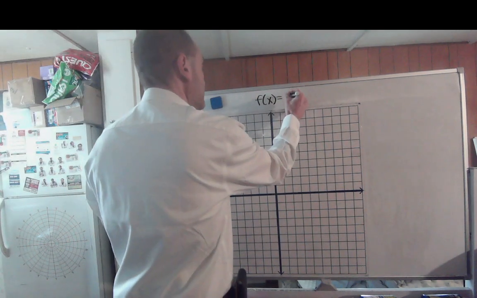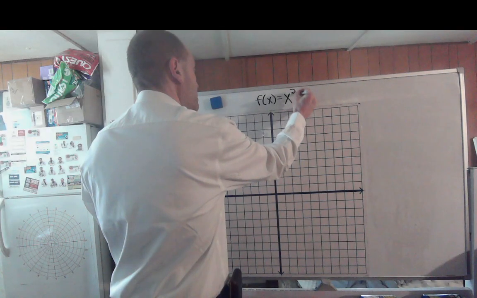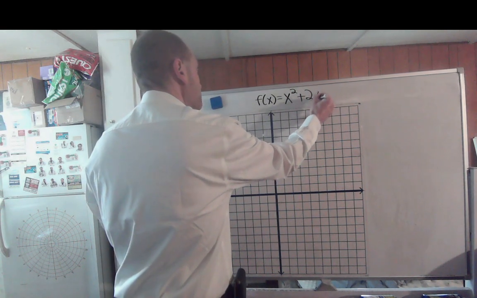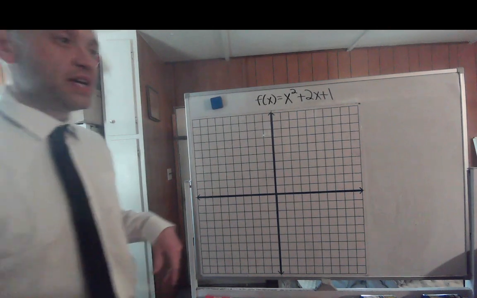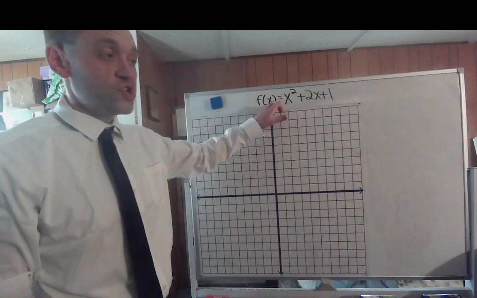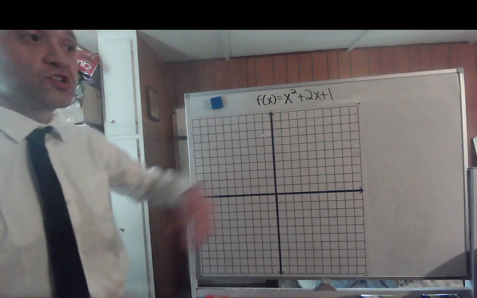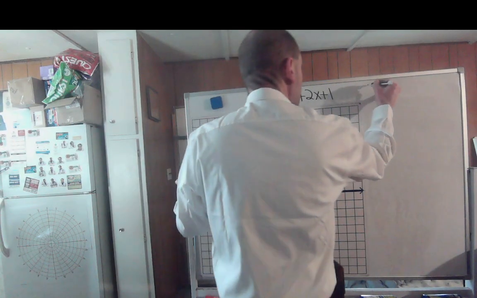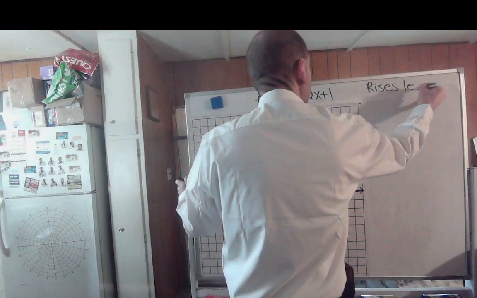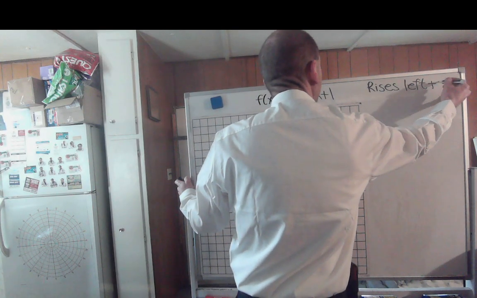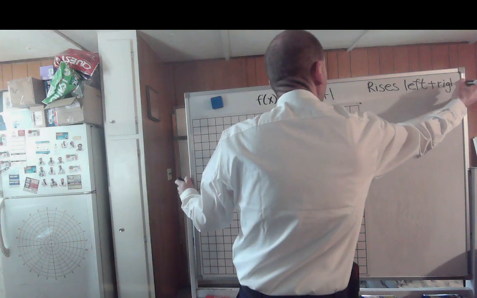f of x equals x squared plus 2x plus 1. Let's actually talk about the end behavior first. The coefficient on the x squared, your leading coefficient, is positive 1. So it's going to rise to the left and right. So it rises left and right. So now we know the end behavior.